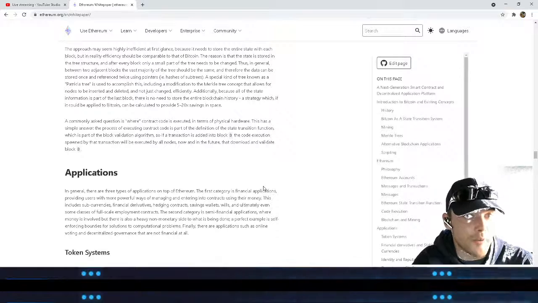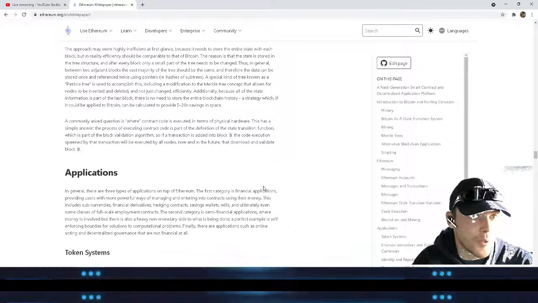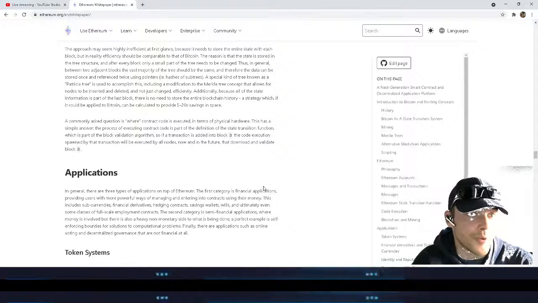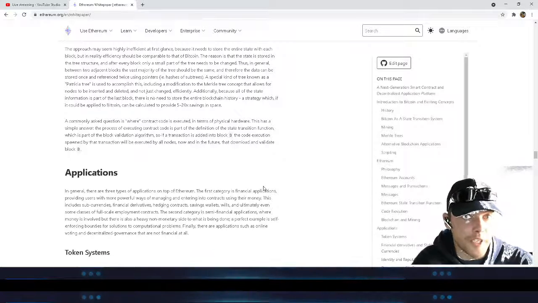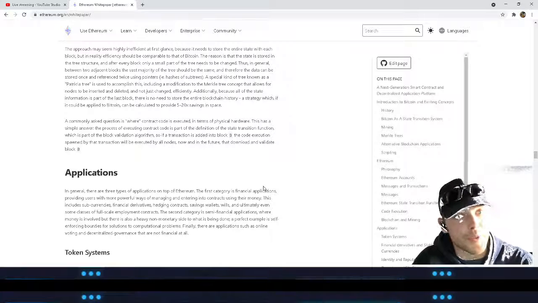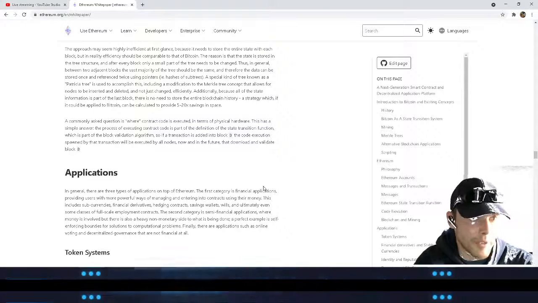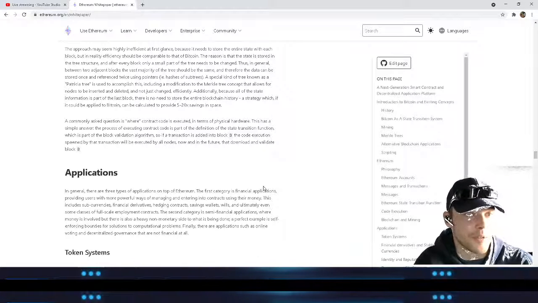A special kind of tree, known as a Patricia tree, is used to accomplish this, including a modification to the Merkle tree concept that allows for nodes to be inserted and deleted and not just changed efficiently. Additionally, because all of the state information is part of the last block, there is no need to store the entire blockchain history, a strategy which, if it could be applied to Bitcoin, can be calculated to provide 5 to 20 times savings in space.